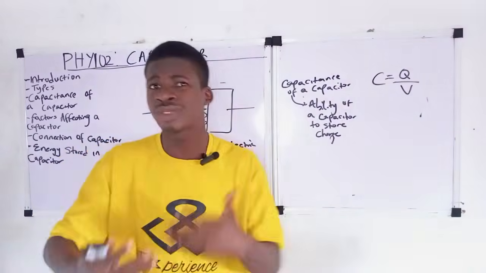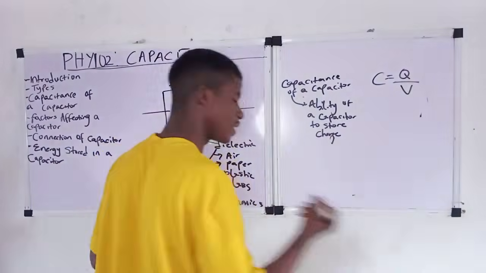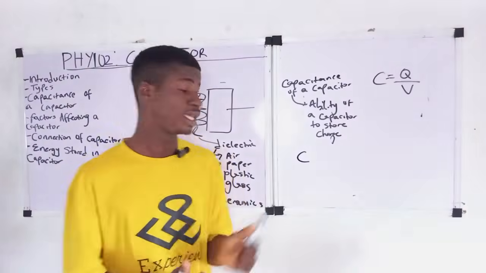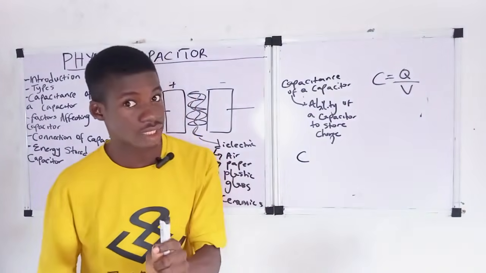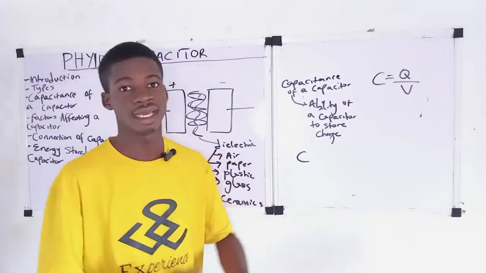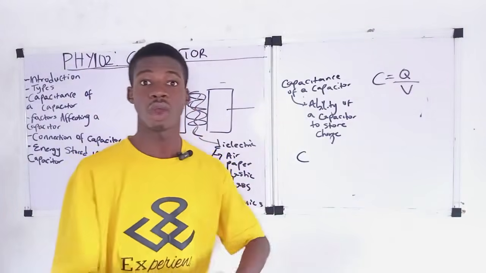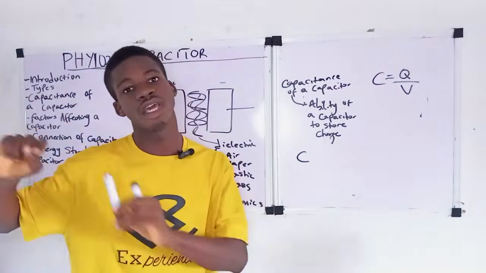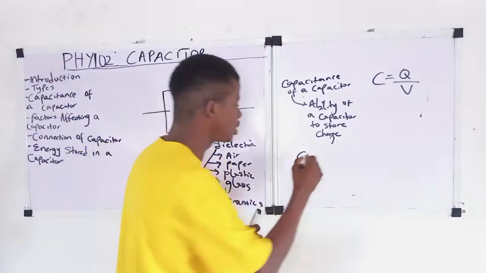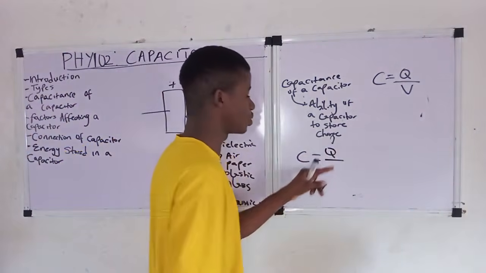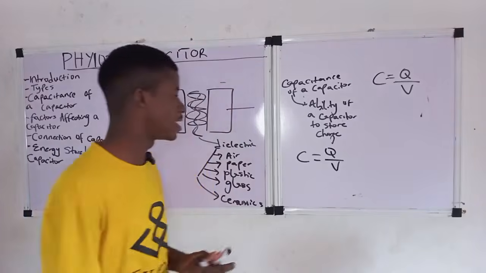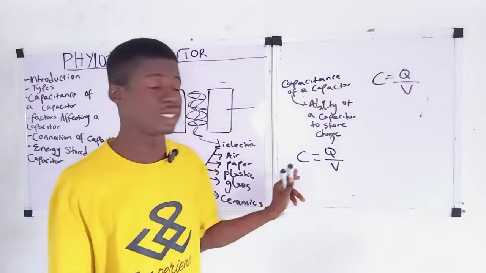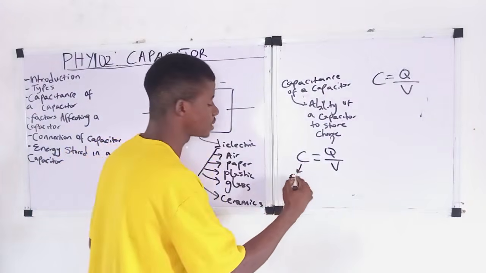Now follow me. This quantity here is known as the capacitance of a capacitor. It is the ability of the capacitor to store charge, or the charge stored by a capacitor per unit voltage, per unit volt. Now, what is the SI unit of this quantity? It is known as the farad.